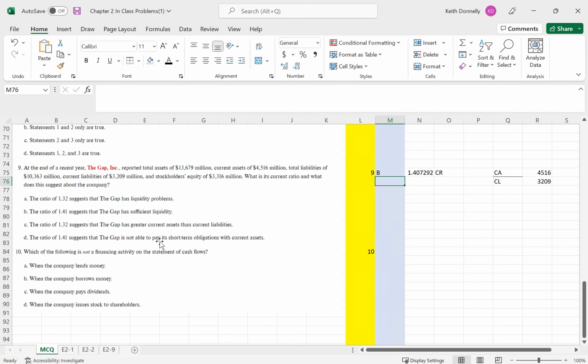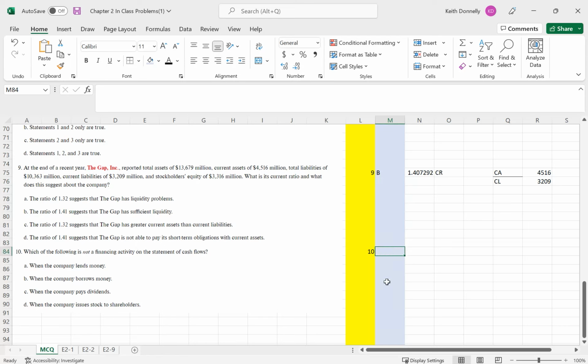Now, why D is incorrect: yes, it does say 1.41, but afterwards it suggests that the company is not able to pay its short-term obligations. The current ratio is actually the reverse. In other words, the current ratio is showing you that you are able to pay your current liabilities. So that's why that one is incorrect.